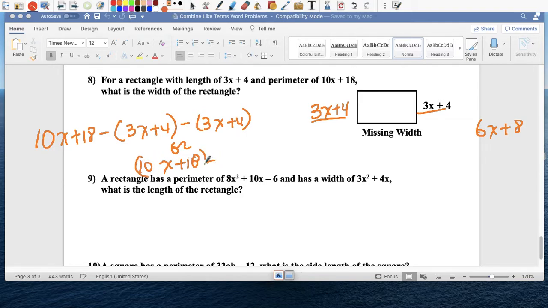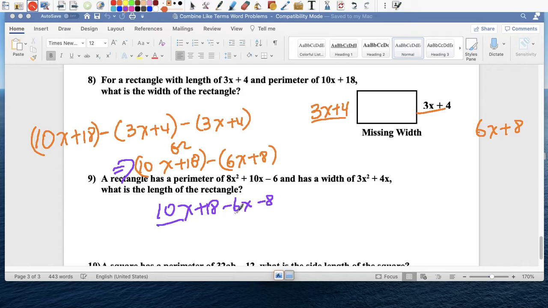minus, and then now you put this in parentheses, right? Because that's the whole perimeter, minus the two heights here. That's 6x plus 8. So either expression is the same, it's however you choose. I'm going to take the second one, because it's shorter. So 10x plus 18, remove the parentheses, minus 6x minus 8.